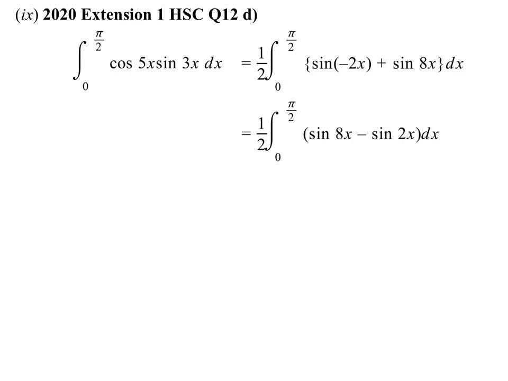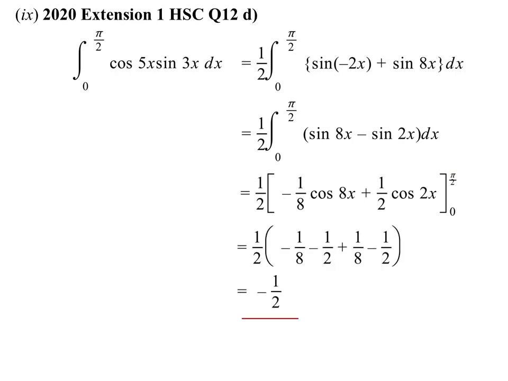We can now integrate. The sine will go to minus cos. So I get minus 1/8 cos 8x plus a half cos 2x. Substitute in our limits, and we end up with our answer of minus a half.